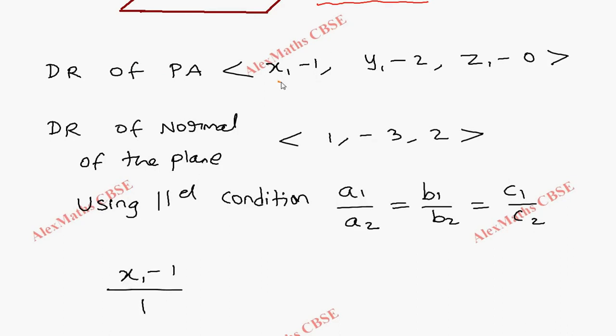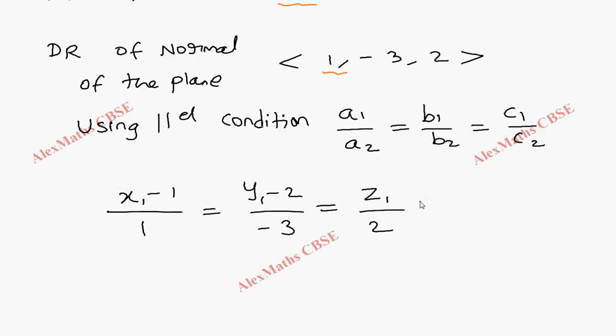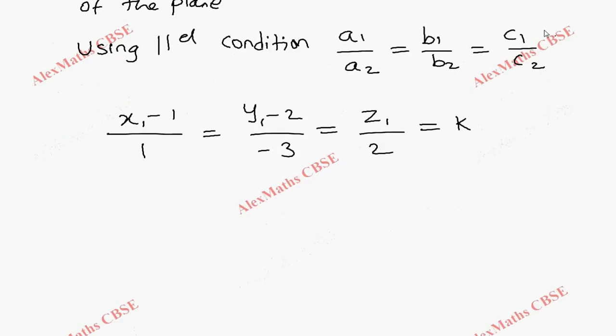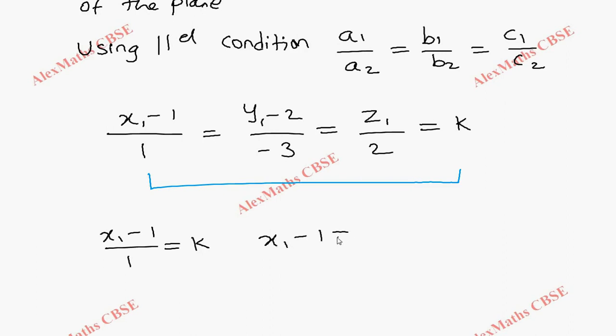So we are going to divide correspondingly. And the second part is y1 minus 2 by minus 3. And the third part is z1 minus 0, z1 itself, divided by 2. And this we are going to equate to k. Now equating individual terms to k, we get x1 minus 1 by 1 equal to k. From this, x1 minus 1 is equal to k, and the value of x1 is k plus 1.